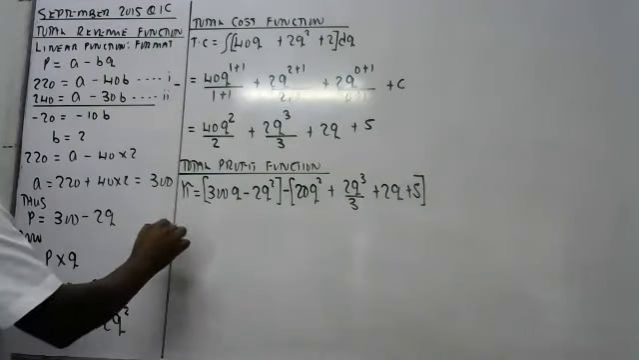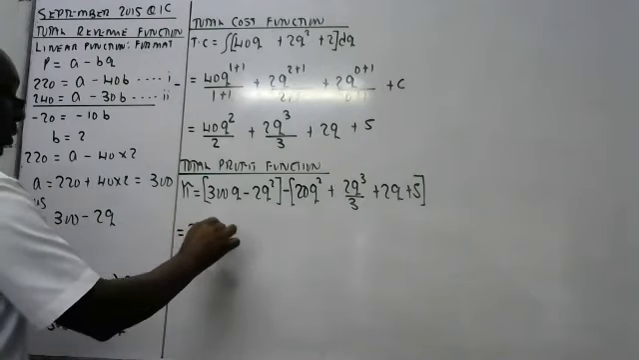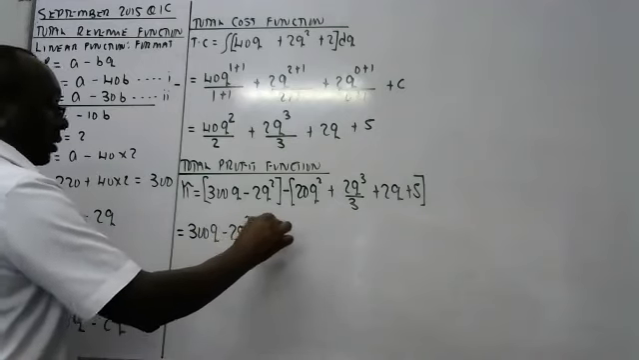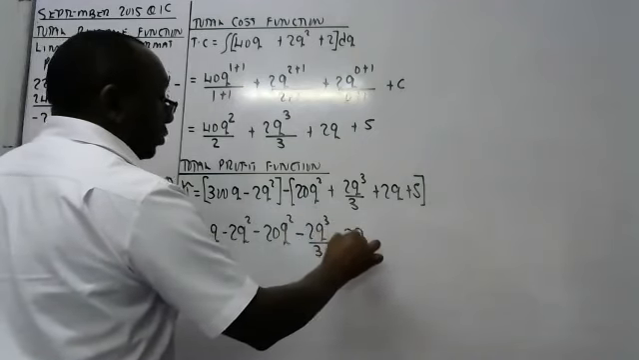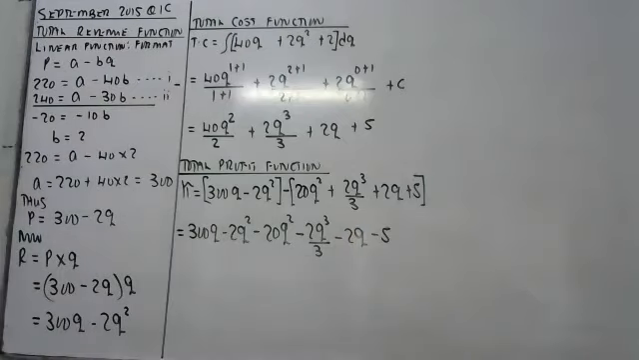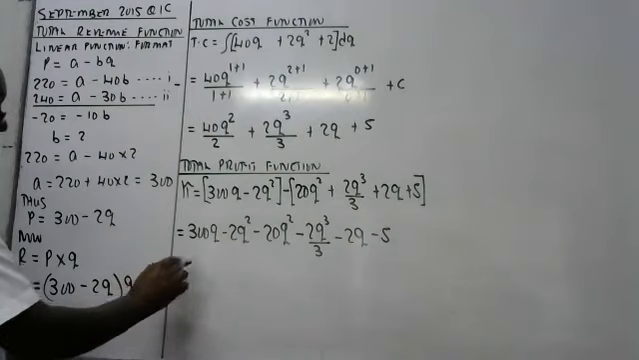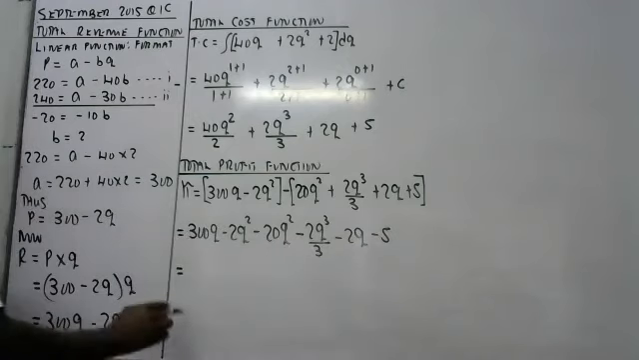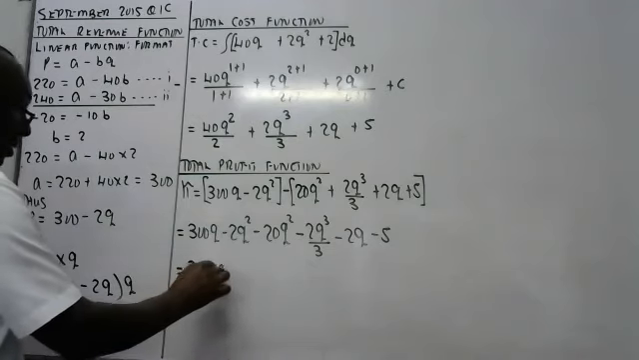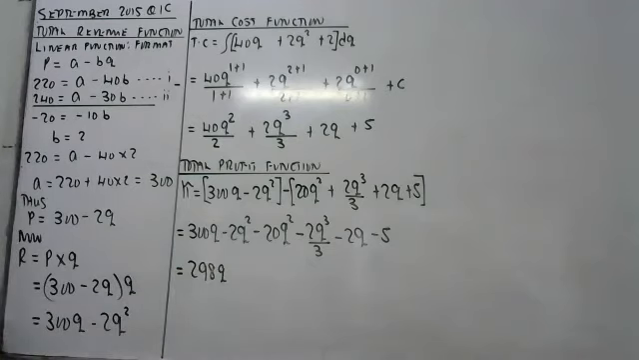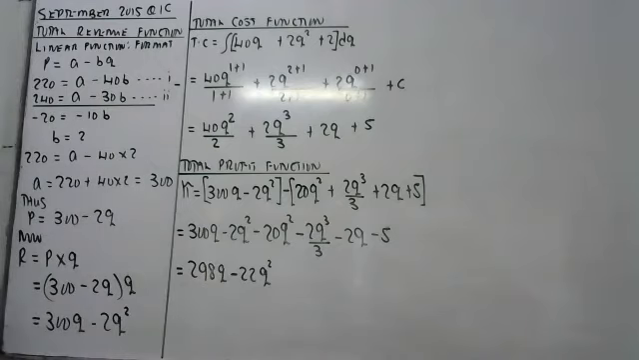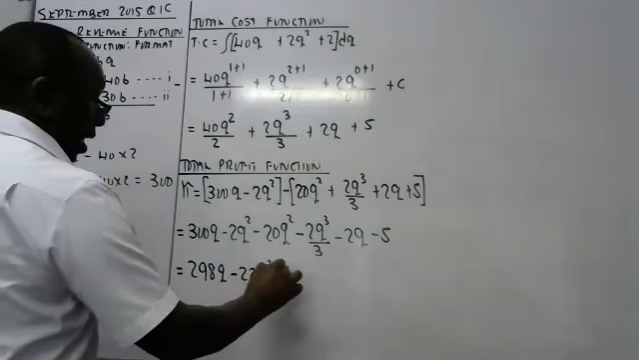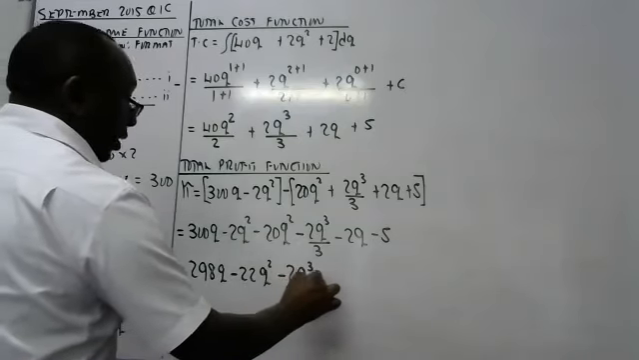So we open the brackets to get 300Q minus 2Q squared minus 20Q squared minus 2Q cubed over 3 minus 2Q minus 5. I will put items together so that the 300 joins this one, and we are left with 298Q. Then the squares join so that we are left with minus 22Q squared. Then this one is on its own: minus 2Q cubed over 3 minus 5.